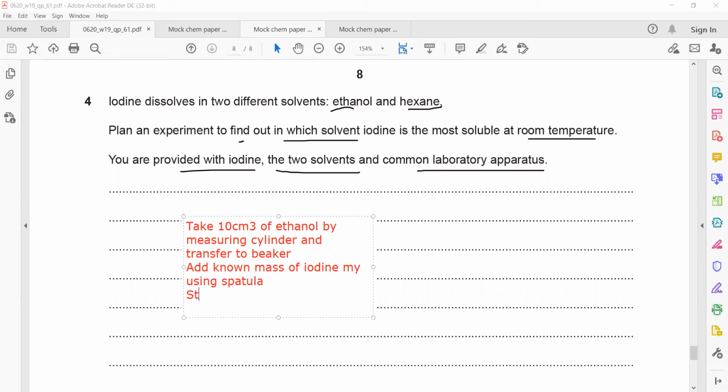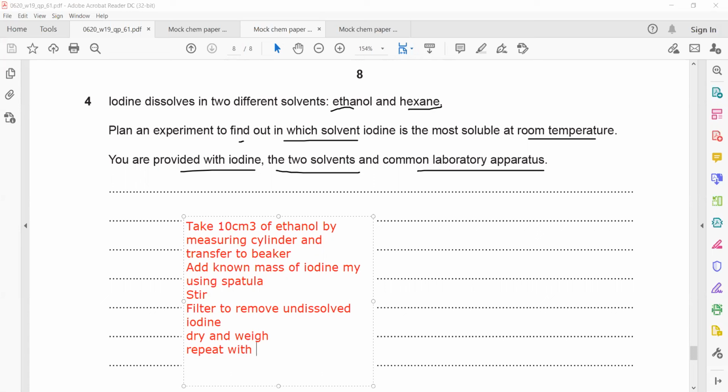Then we will stir, because for dissolving we have to stir. And then we will filter to remove undissolved iodine. Then we will dry and reweigh again. Then repeat the experiment. Yeah, dry using a filter paper.